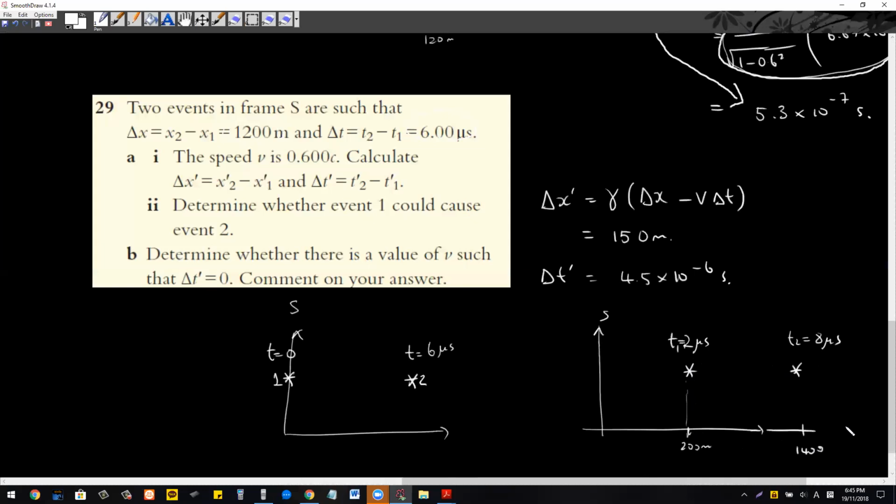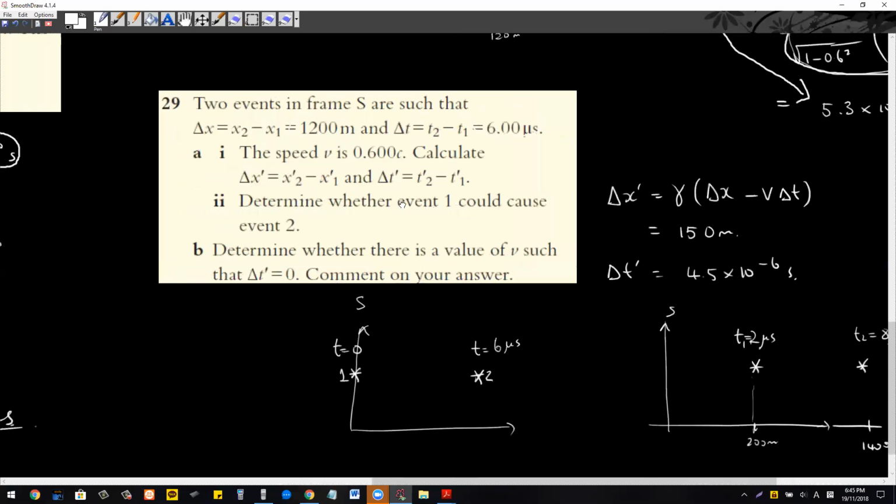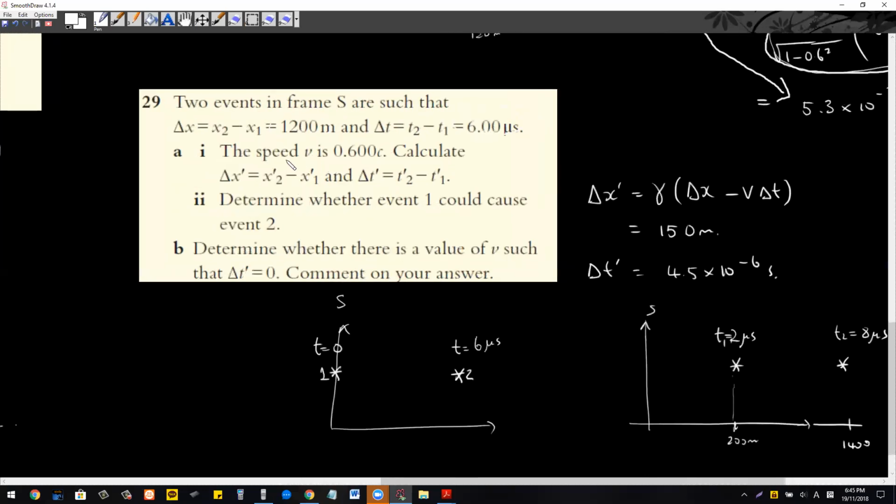Then this will give you the same condition here. Now, there is a frame S' which is moving at 0.6 c. Calculate this one and this one. So obviously, let's suppose that event 1. So this is t0. So this is when the S' was coincided here, right?